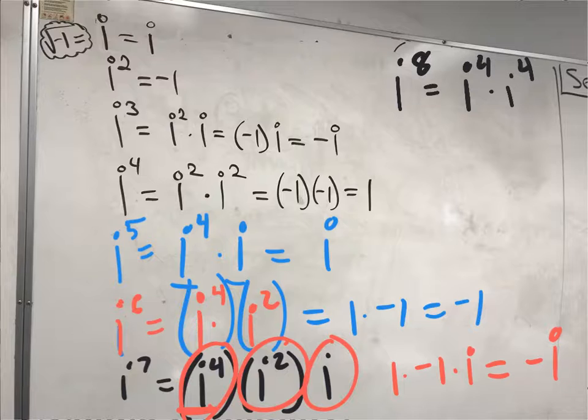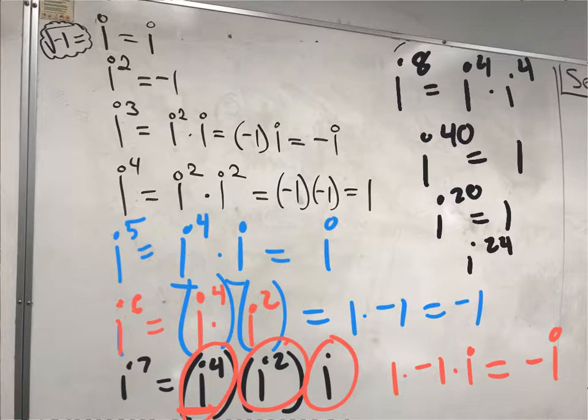So check this out. It's really amazing because knowing that fact that I to the fourth is 1, you could answer anything. What's I to the 40th? See, 40 is divisible by 4, right? So you know you're going to have I to the fourth times I to the fourth times I to the fourth times I to the fourth, and there's not going to be anything left over. So what's your answer to I to the 40th? 1. What's your answer to I to the 20th? 1. What's the answer to I to the 24th? 1. Easy, right?